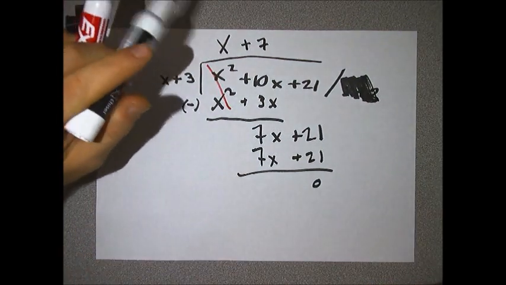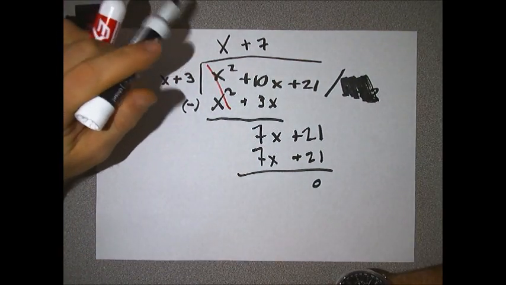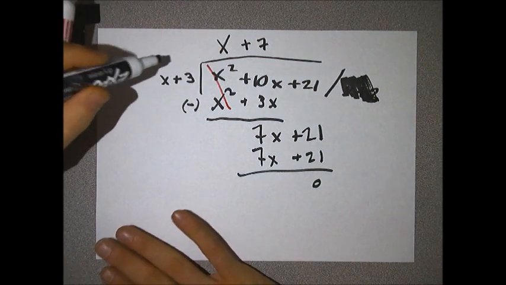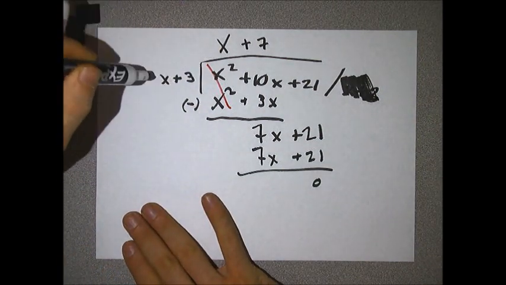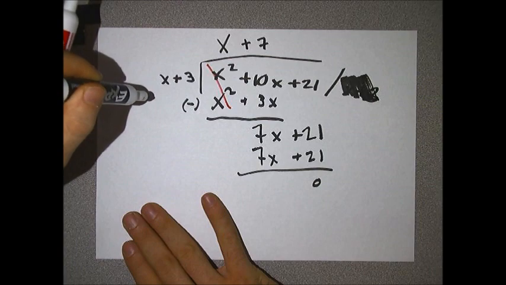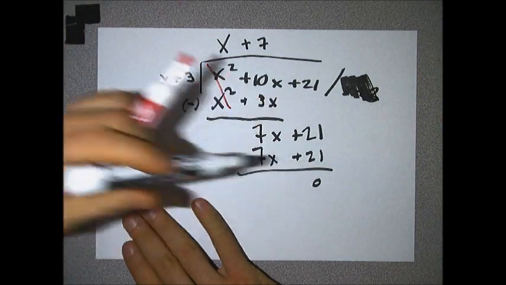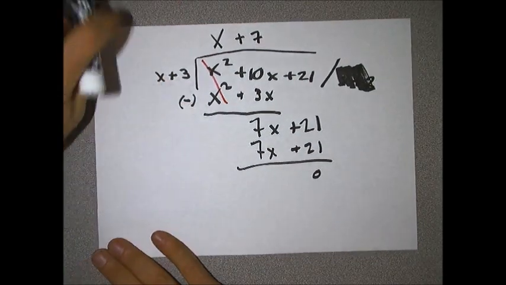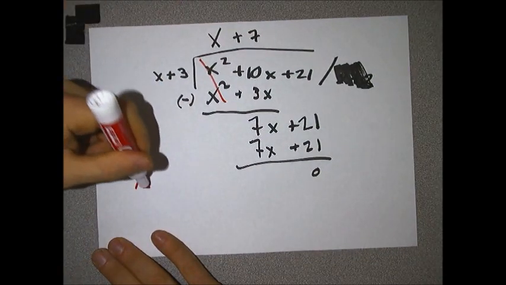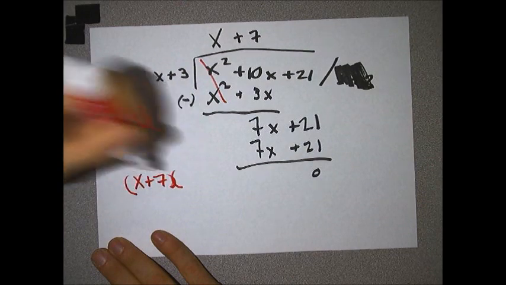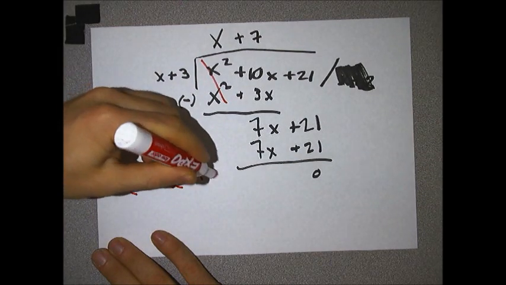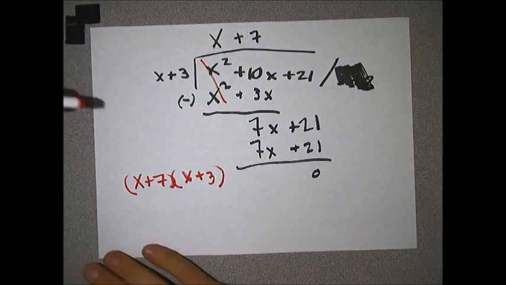Does this one ask us to prove? Yeah. So to prove, what do we do? I take the answer I have and I multiply it by whatever I was dividing by. If you had a remainder, you would add that on afterwards, but your remainder is 0 in this case. So I'm going to say x plus 7 times x plus 3. To multiply that out, you FOIL.